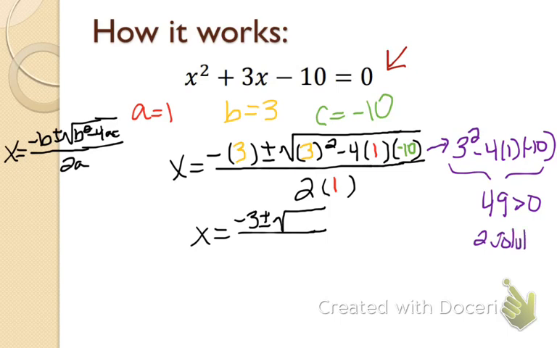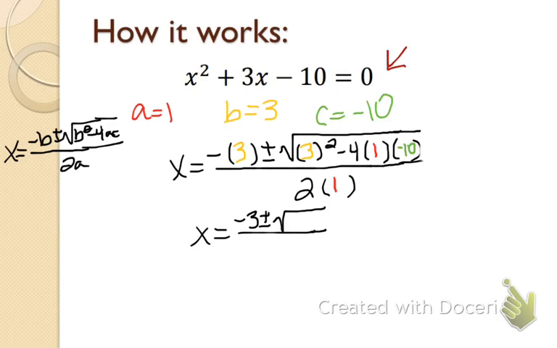So again, all of this is in the future, thinking ahead. So I'm going to have 2 solutions. So I'm going to put 49. And everything is divided by 2 times 1, which is 2. So we have the negative 3 plus or minus the square root of 49. But we know that the square root of 49 is 7.